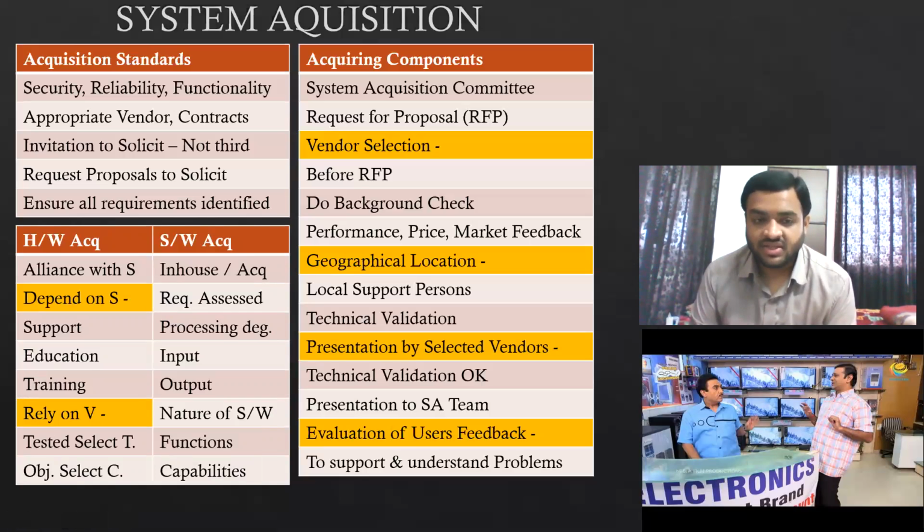Now there are three things where we will depend on the supplier. We will depend on the supplier for support, education, and training. Support, education, and training.